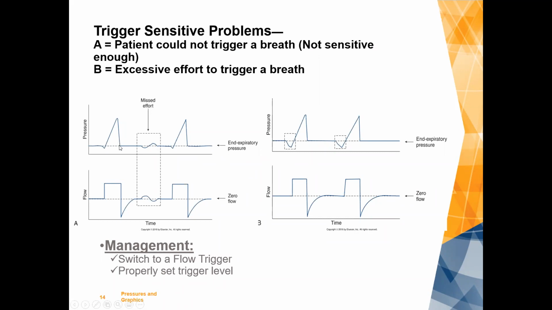You see pressure, you see a dip in pressure, you see a dip in flow, but they're not actually getting the breath. So, clearly an issue. And then excessive on the right-hand side for B, the excessive effort to trigger a breath. So the patient's having to suck too hard. If it's a flow trigger, the flow, or if it's a pressure trigger, the pressure that the patient has to generate to initiate a breath is too great. The work of breathing has increased.